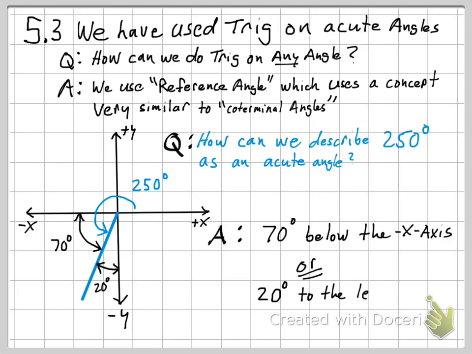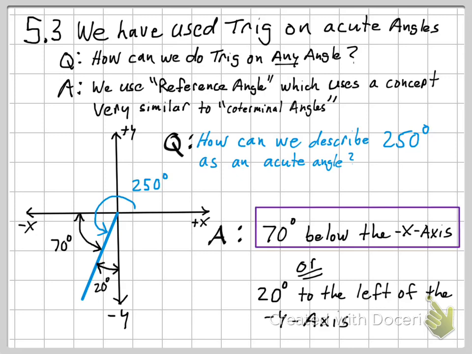Now I could say this, 20 degrees to the left of the y-axis, but I'm not going to do that. That is not going to work for me. It's one of the common mistakes students will make. They'll call this 20 degrees from the negative y-axis. And that violates our rule for a reference angle. A reference angle has to be made with the x-axis. So I'm not going to use the 20 degrees. I'm going to use its complement, the 70 degrees. Why? Because that's the angle made with the x-axis. That's the guy that we're going to do trigonometry on.